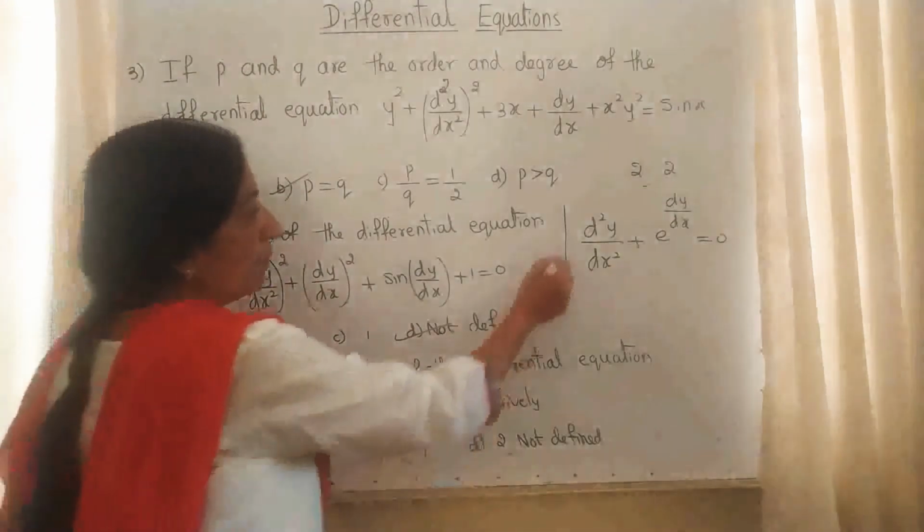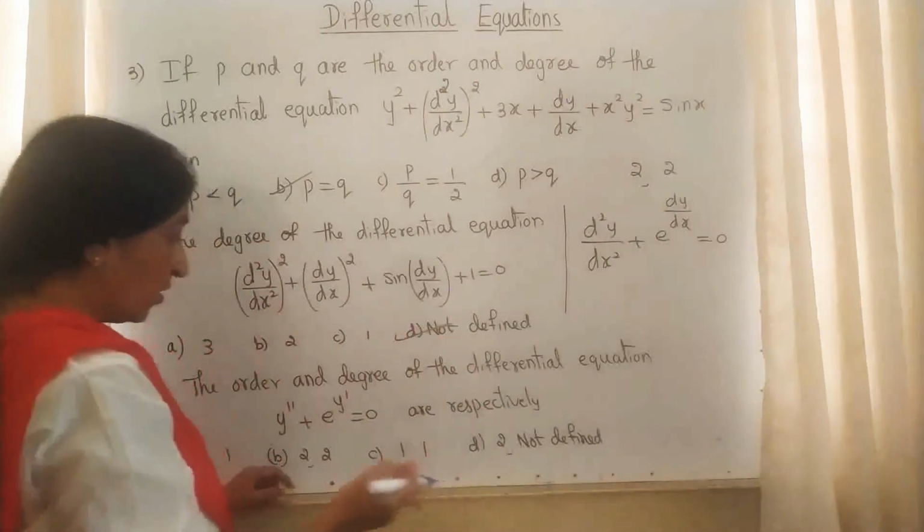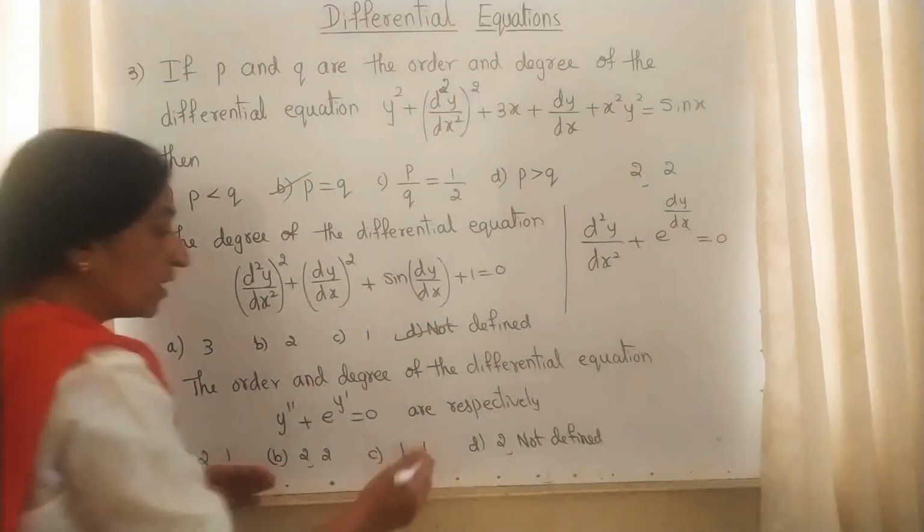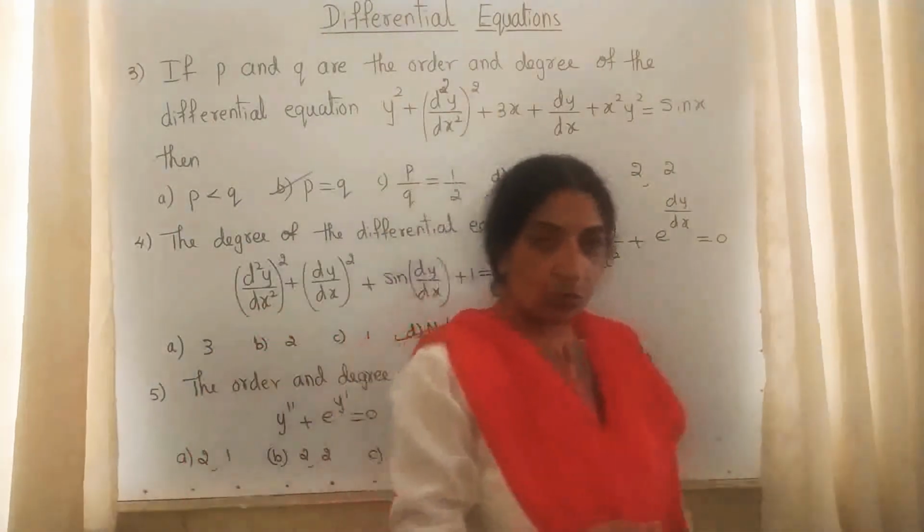Order is what? The maximum times differentiated is twice. Order is 2, degree not defined. I will give a few more examples on this.